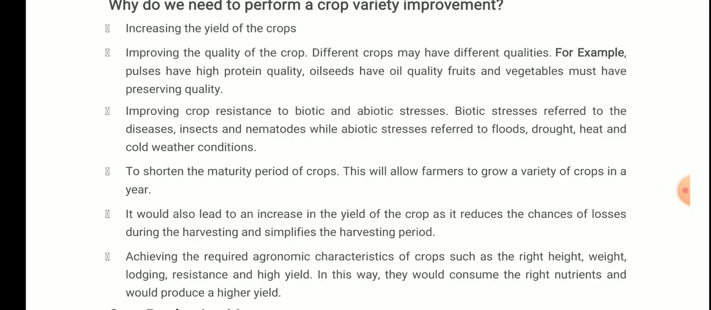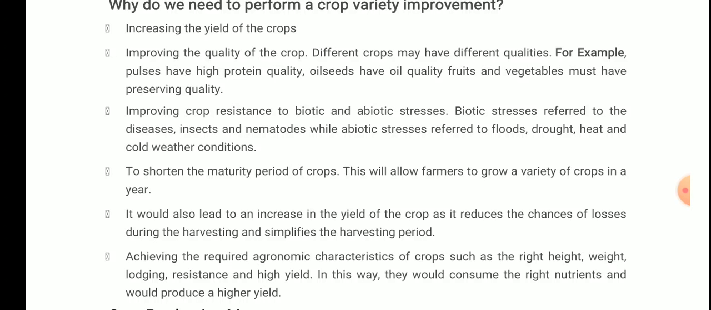Okay, so I hope all these points are clear to you. These are very important points. Increasing the yield of the crops and the quality of the crops, because all crops have different qualities, and then improving the resistance of the crop to biotic and abiotic stresses. What is biotic? That refers to living conditions, and abiotic refers to non-living conditions, for example heavy rainfall. And biotic stress refers to insects etc. that cause damage to the plants, so it is also important.